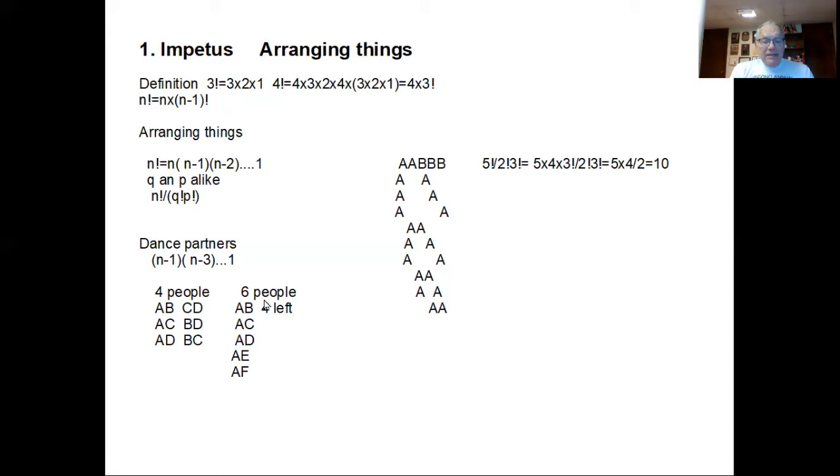We then sort of test this out with 6 people, where we start off with A picking any one of the 5 remaining people. And then once he's done that, he's got 4 left. And we know there are 3 ways that we can arrange those 4 people. So we have 3 times 5 comes out to 15.